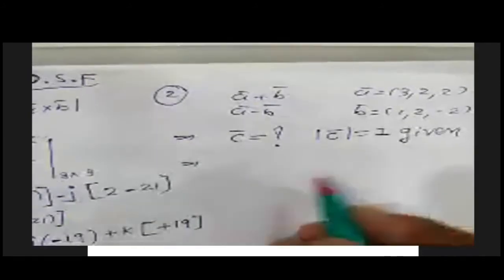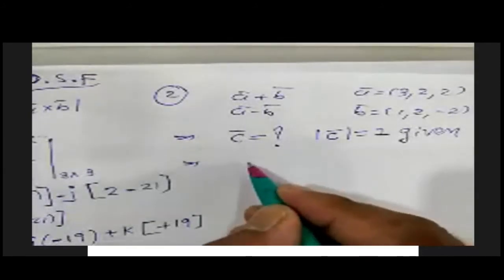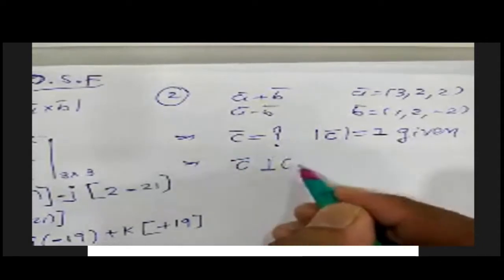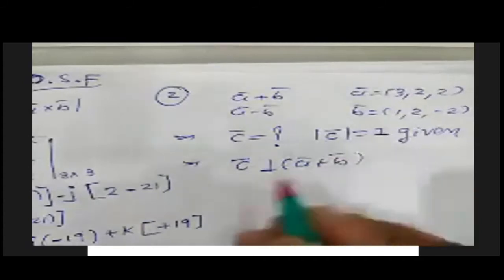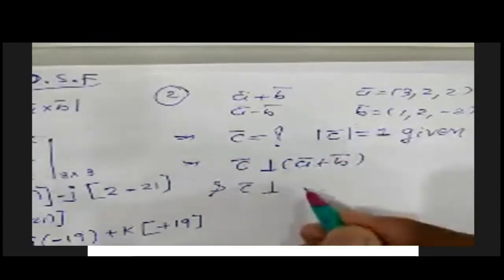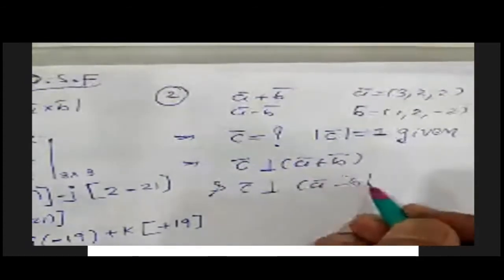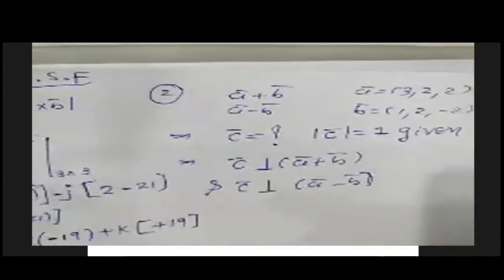How can this be found? Let me try. C bar is perpendicular to A bar plus B bar, and C bar is also perpendicular to A bar minus B bar. Let's see how we can find this.